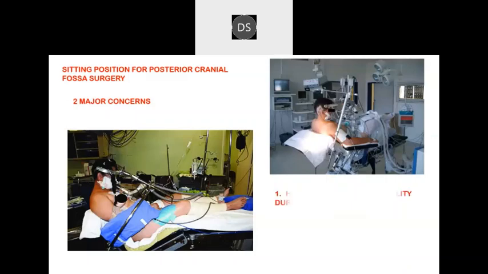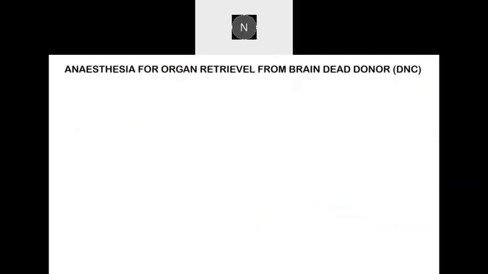So hypotension and CVS instability during raising the patient from supine to sitting position. Then venous air embolism during surgery. Okay, these are the two major concerns of this position. So that was about position and anesthesia.